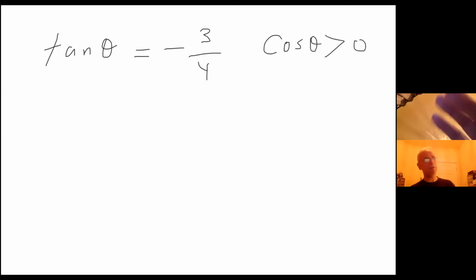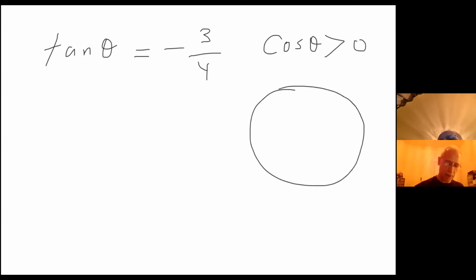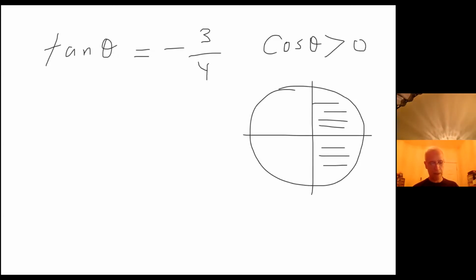Now, that's very helpful. So we know that cosine is positive in quadrant 1 and in quadrant 4. And if tangent of theta, which is sine of theta over cosine of theta, is negative, so I have to be in quadrant 4, because in quadrant 1, tangent is positive, because sine is positive and cosine is positive.